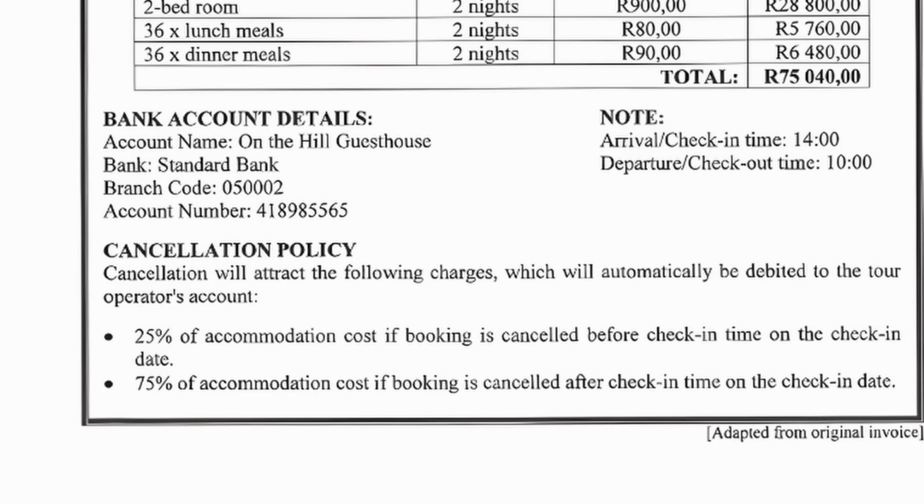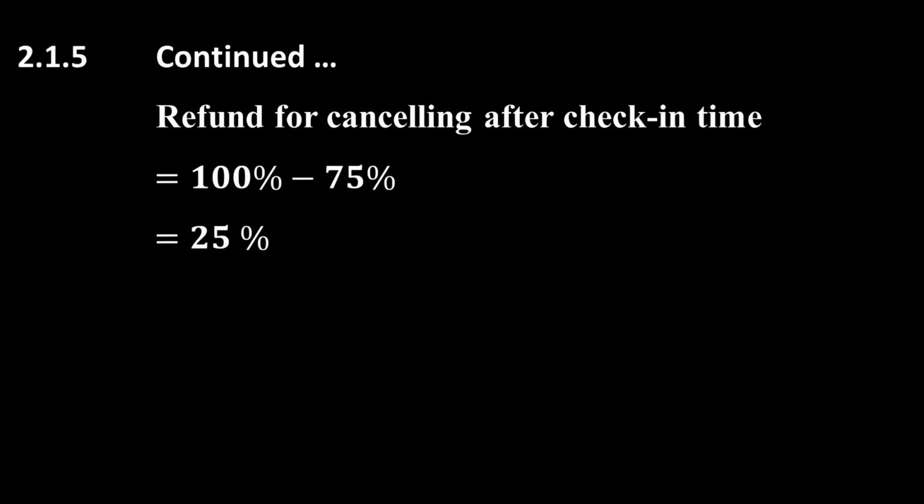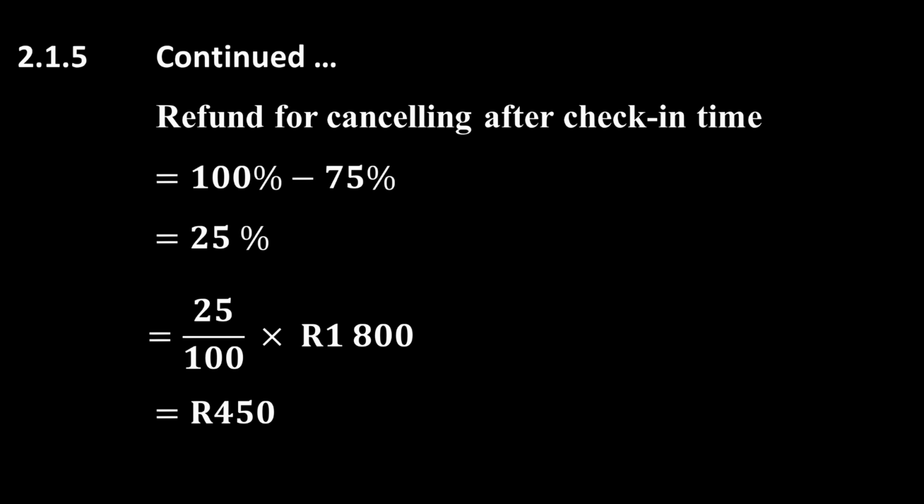Now for the guest that cancelled after the check-in time, according to the cancellation policy, there is a charge of 75% of the accommodation cost. This means that he or she will be refunded 25% of the cost of the accommodation. That is 100% of the cost of the accommodation minus 75% cancellation charge. So the refund of the guest will be 25 over 100 multiplied by 1,800, and this equals 450 Rand.